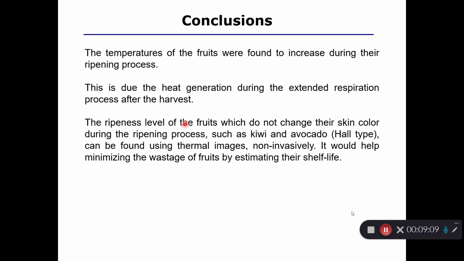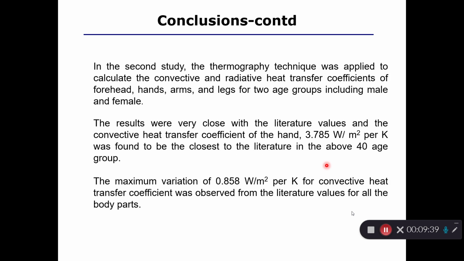So I'm going to go ahead with the conclusions. The temperature of the fruits was found to increase during their ripening process. This is due to the heat generation during the extended respiration process after the harvest. The ripeness level of fruits which do not change their skin color during the ripening process, such as kiwi and avocado, can be found using thermal images non-invasively. It would help minimize the wastage of fruits by estimating their shelf life.